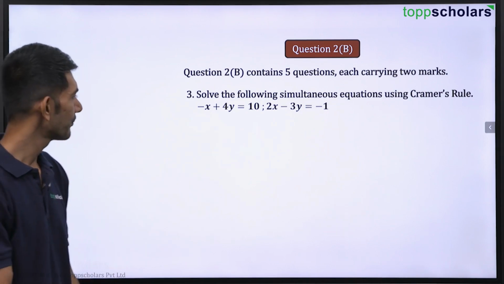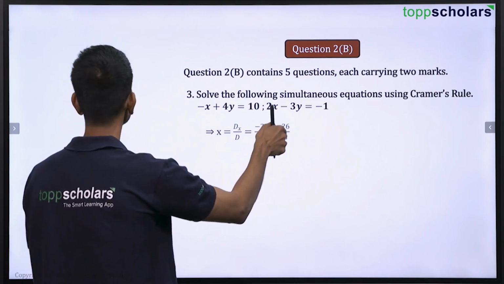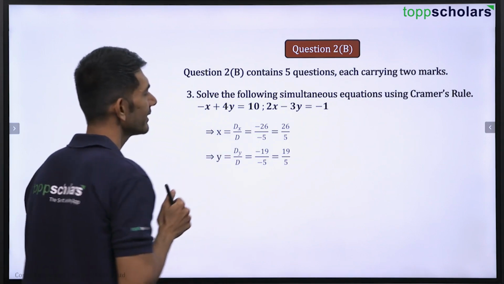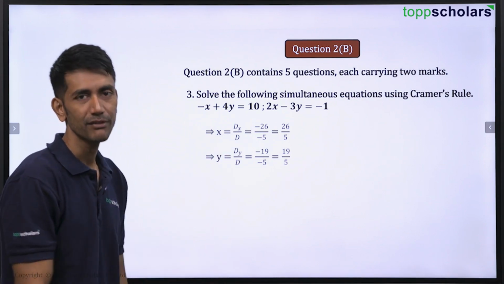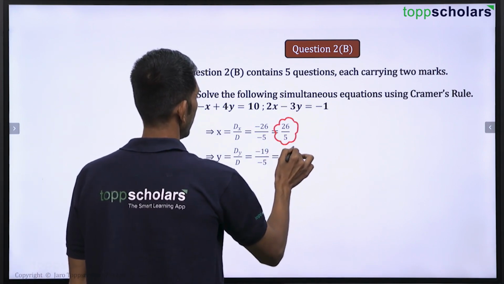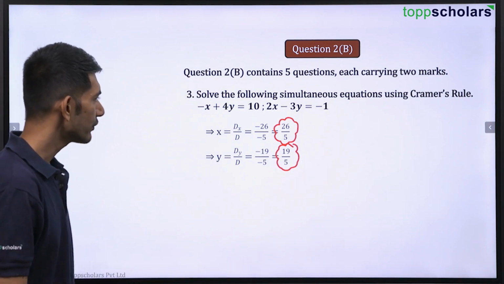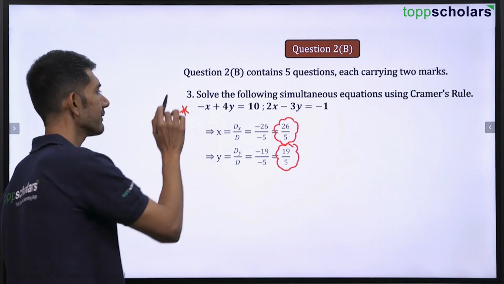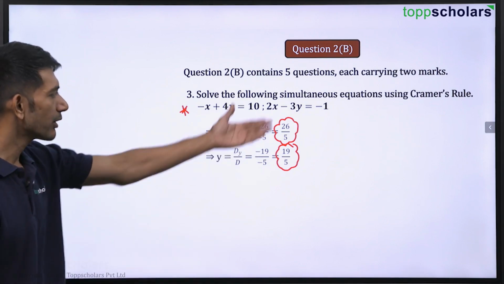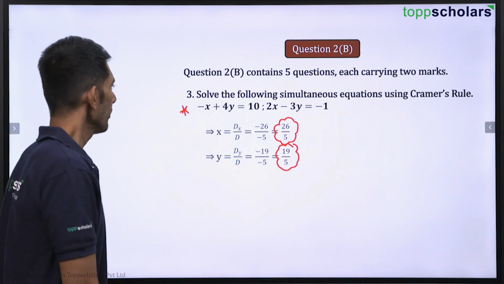Let us do that. So x is dx by d, that is minus 26 by minus 5, that is 26 by 5. Y is dy by d, minus 19 by minus 5, that is 19 by 5. So this is x, this is y, and that's it. You have got the solution. Even if you solve the same questions by simultaneous linear equations using elimination method, you're going to get the same answer. But because they are telling us to solve using Cramer's rule, we have done that. Perfect. Let's continue.